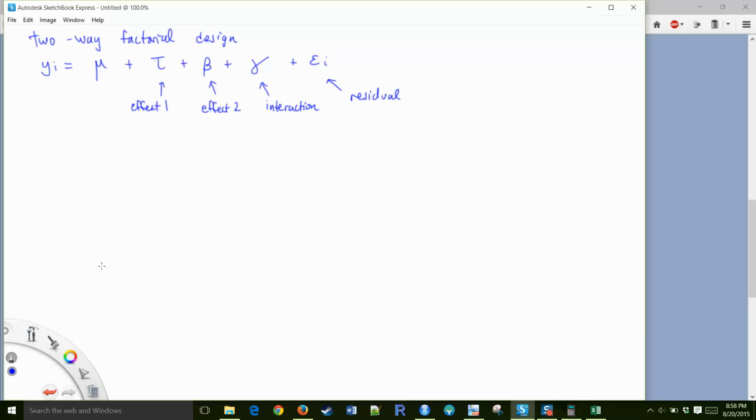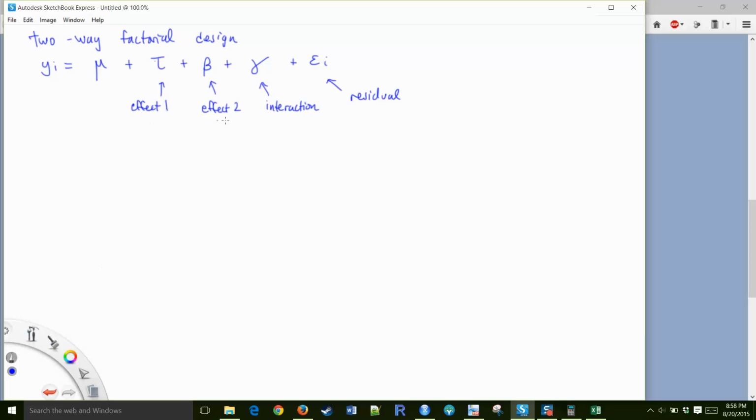In some cases there is no interaction. The interaction is not significant. But in other cases it is significant. It's an interaction between the two factors, or effects, or whatever you want to call it, okay? And so a two-way factorial design takes that into account, okay?